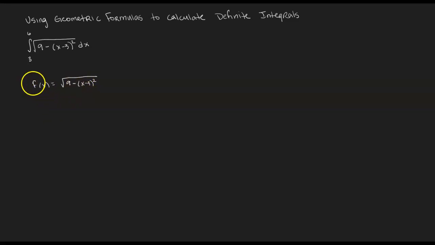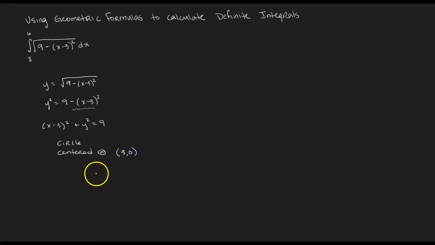If I replaced f of x with y, and then we did a little bit of algebra here, we could square both sides. That would become y squared equals 9 minus (x minus 3) squared. And if I moved this term to the other side by adding it, it would look like (x minus 3) squared plus y squared equals 9. And this is a circle that is centered at the point (3, 0), and it has a radius of 3.